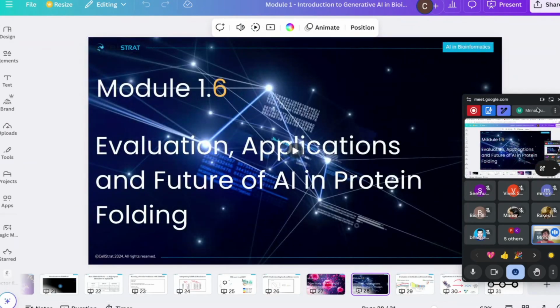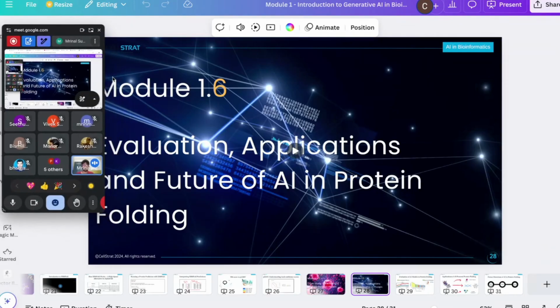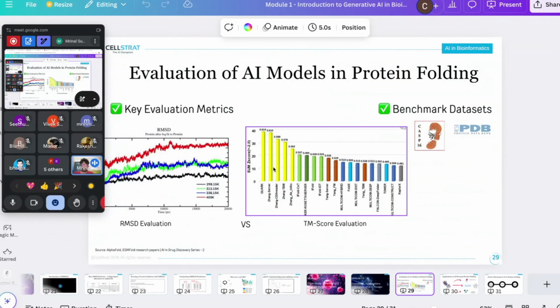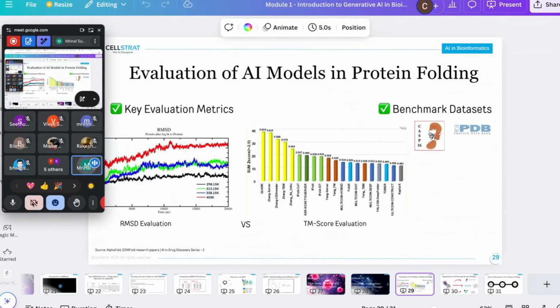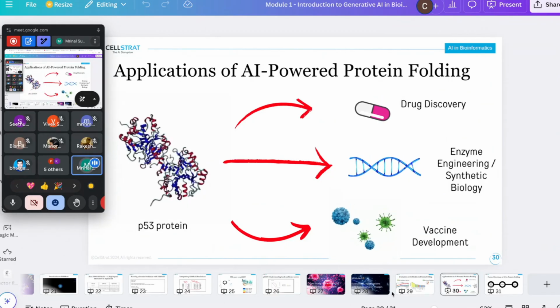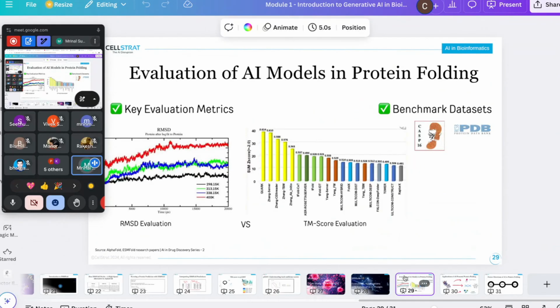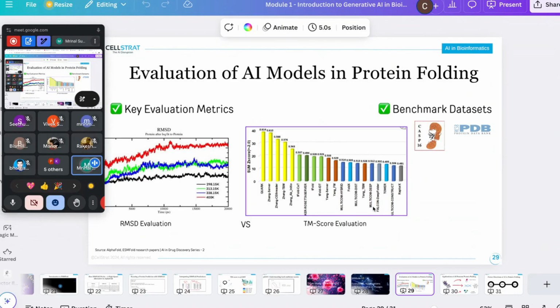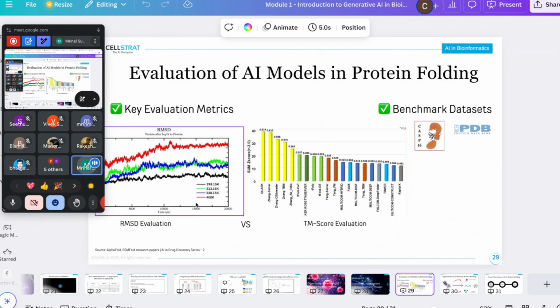Now, for the final conclusion of this whole first module series, I'm going to talk about the inference of these results. In the inference part, I'm looking at the key evaluation steps, the evaluation of AI models. You have key evaluation metrics like the RMSD evaluation and TM score evaluation. I had mentioned this, right?